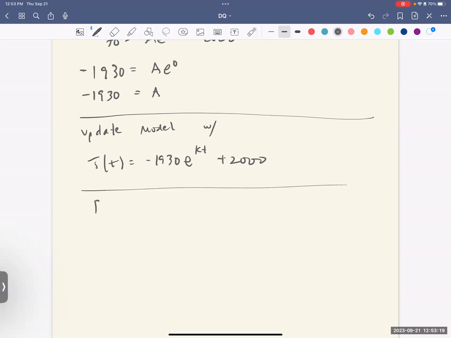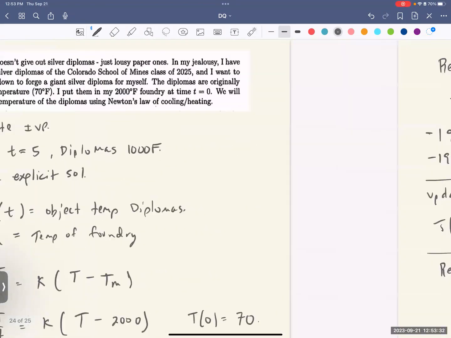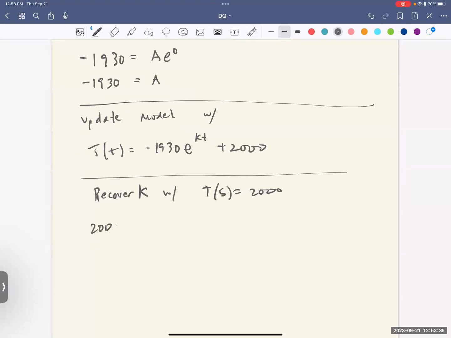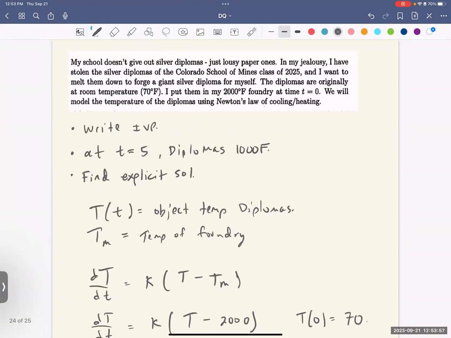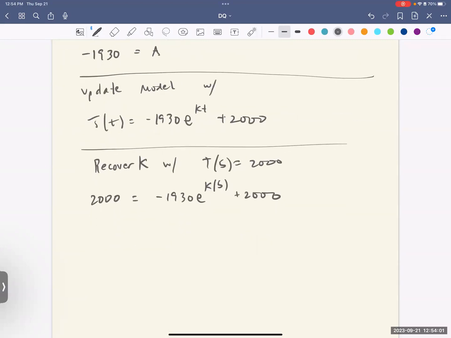So let's recover K, with T of 5 is 2000. Again, I made that condition there. And so if we plug in 2000 equals negative 1930 e to the K times 5 plus 2000, we would have, let's see, we need to move 2000 over to the left. That would give us 0 on the left, and then divide by negative 1930. That doesn't seem right. Okay, I wrote that wrong. T of 5 would be 1000. It would be bad if we ended up with 0 on the left.